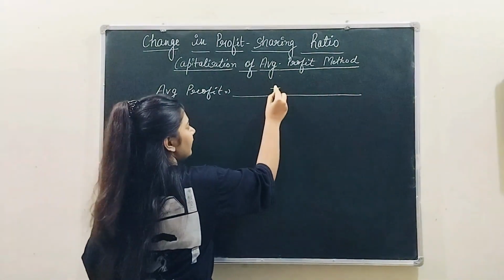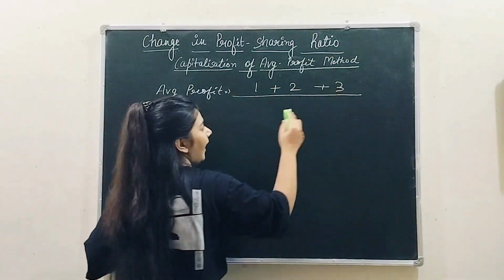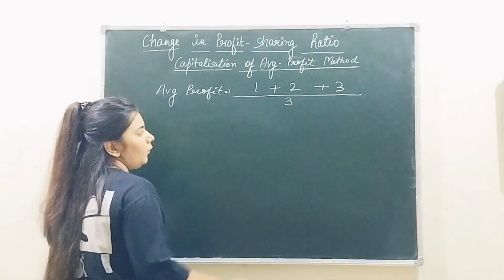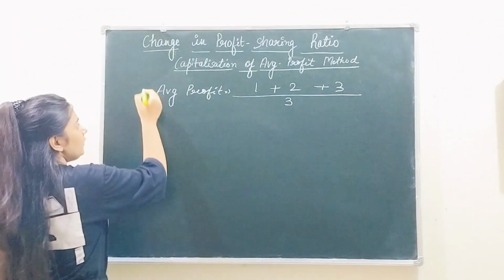We actually add the various year profit which is given in the question. Let's suppose there are 3 years profit given and we are going to divide it by 3. Why? Because 1, 2, 3 years of profit are given, right? Now this is the first step.